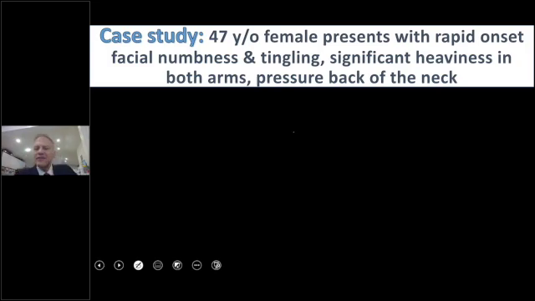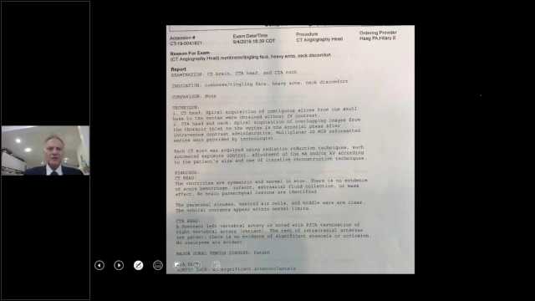Now, there's one thing in this clue that shows us that it's probably not a stroke, even though it looks like a stroke. Any kind of rapid symptom, you want to think of what's going on neurologically, what's going on with blood flow. Did she have a stroke? That kind of thing. But watch this. She had significant heaviness in both arms. Strokes don't generally do that. Strokes do one side or the other, right? The most common.